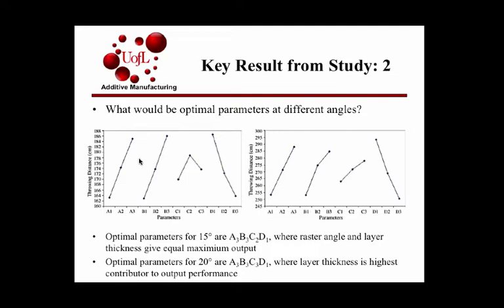So what they did next was they decided to up the degrees to 15 and 20 degrees. They noticed that the exact same performance came out for each, except at 20 degrees, instead of being A3, B3, C2, and D1, the only thing that changed was the raster width, which went to a level 3. They noticed at 15 degrees, though, that the raster angle and the layer thickness were the most contributing parameters. But at 20 degrees, they noticed that the layer thickness was the most important.